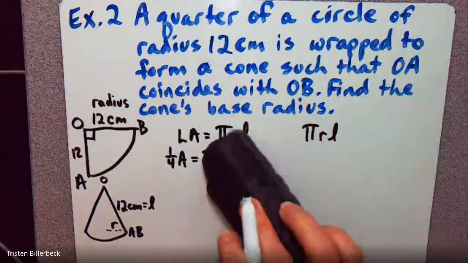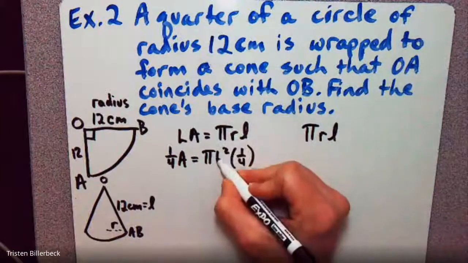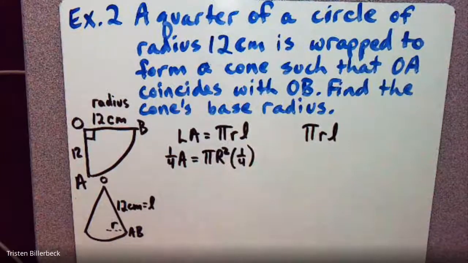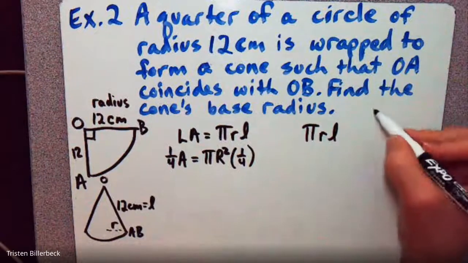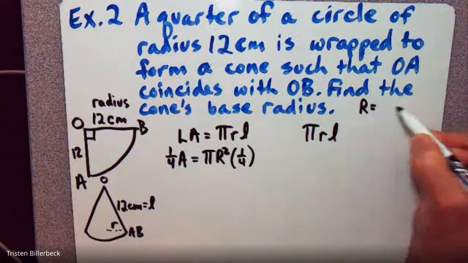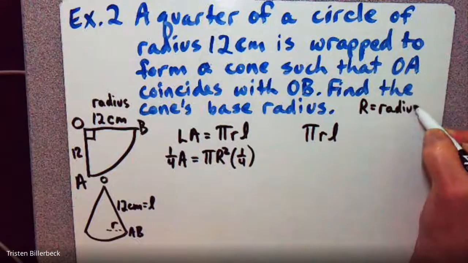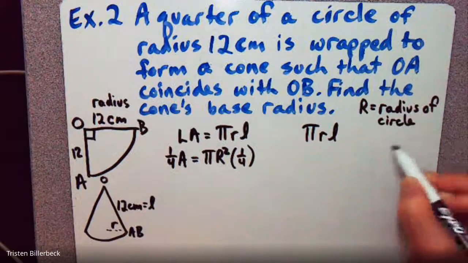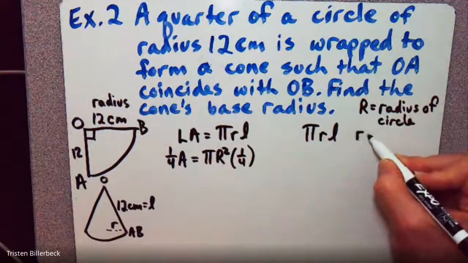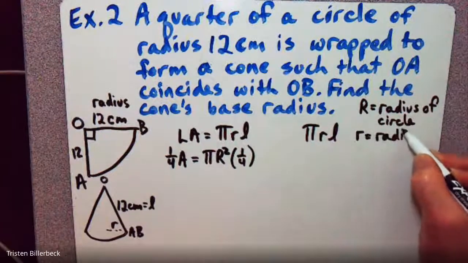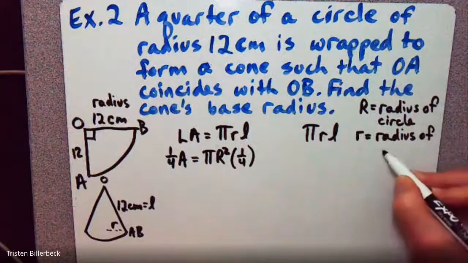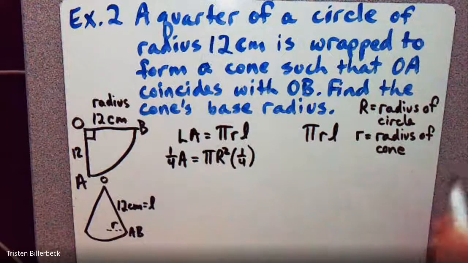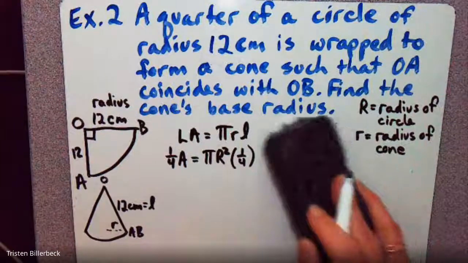Oh, and let's change this because that's not the same as the other radius. So let's use this. Okay. So this is the radius of the circle versus the radius of the cone. So let's actually identify that. So big R is the radius of the circle, and little r is the radius of the cone. Okay, so let me make some more room over here and we'll do our work.